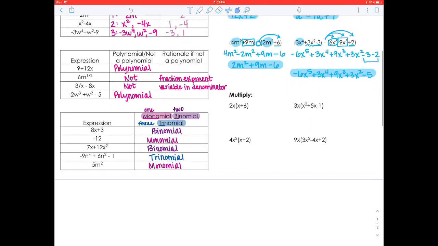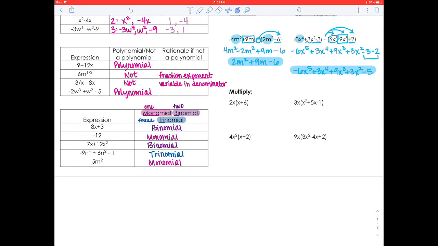Okay, so let's look at the first one. I've got 2x times x plus 6. So I've got a monomial times a binomial. This is going to require the distributive property. This 2x needs to be multiplied by the x and by the 6.